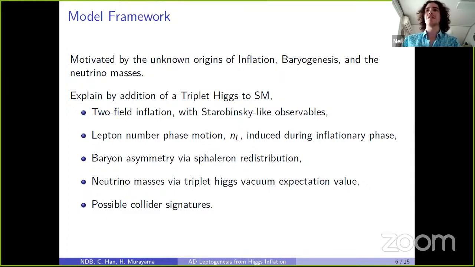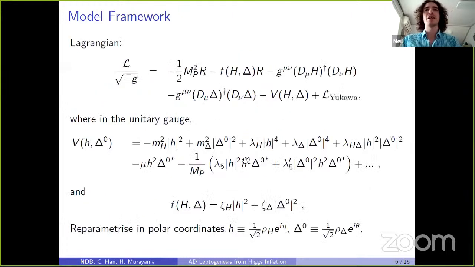And the hope would be that the parameter space of our model would be such that it could potentially be probed by collider searches in the near future. So now that I've stated the framework, here's the actual Lagrangian.